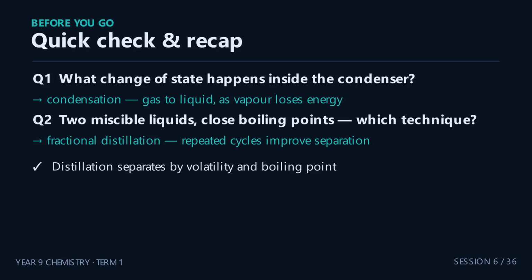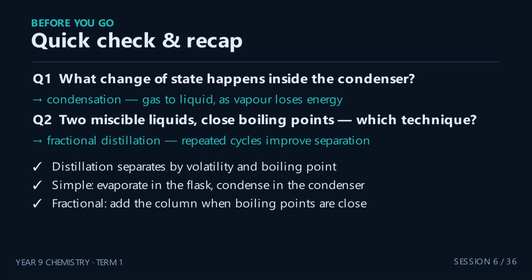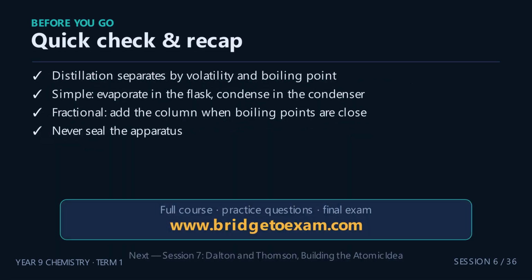Your recap. Distillation separates by volatility and boiling point. Simple distillation pairs evaporation with condensation. Fractional adds a column for close boiling points. And never seal the apparatus. That completes Topic 1. Next session, a new adventure, the story of the atom, starting with Dalton and Thomson.